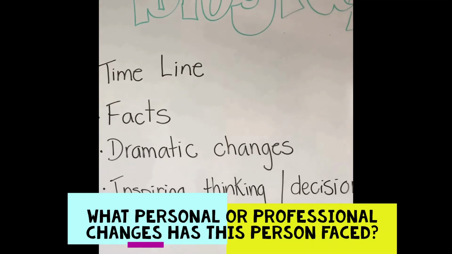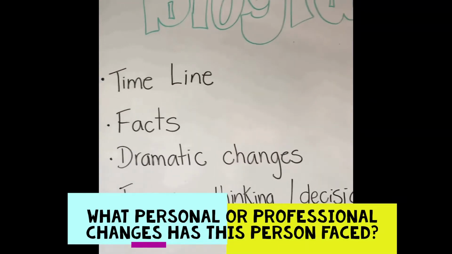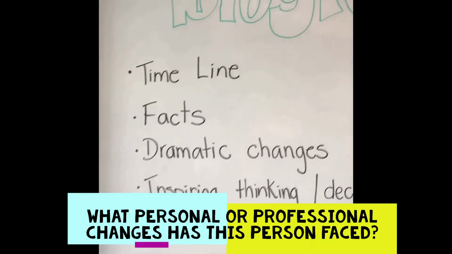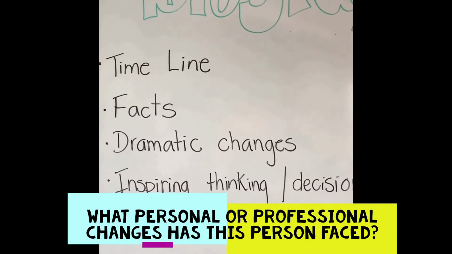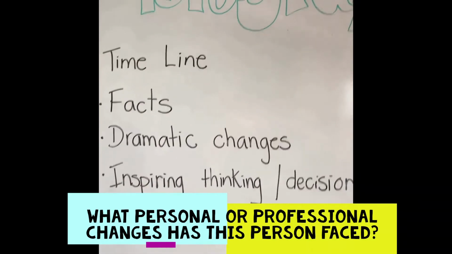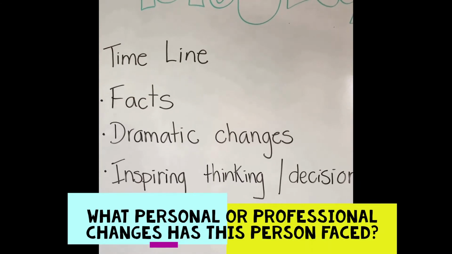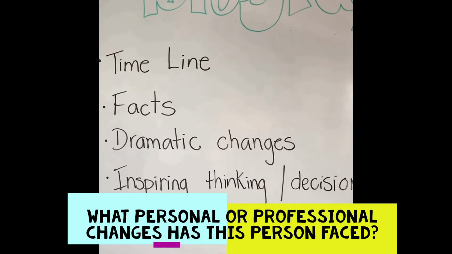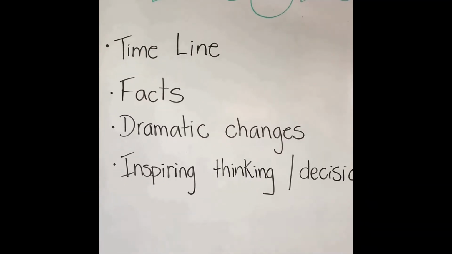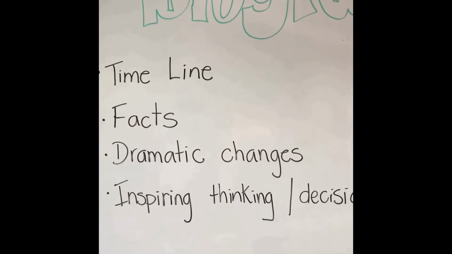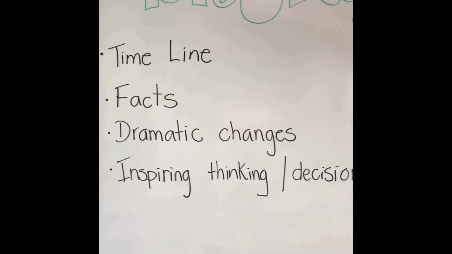Dramatic changes. It is not about bad things. Dramatic changes are, for example, if our person moved from one place to another, if he or she went to a different school, or if he decided to take up an activity, a sport, a new hobby, and then became something important in his life.